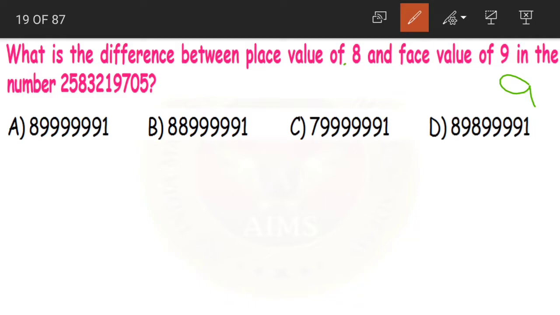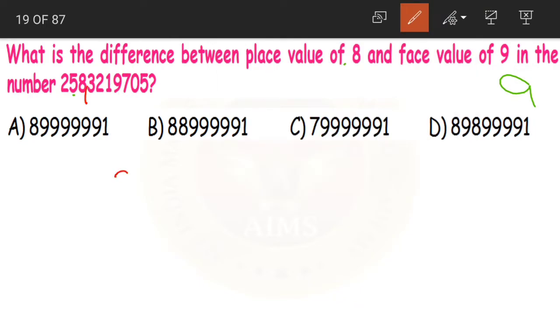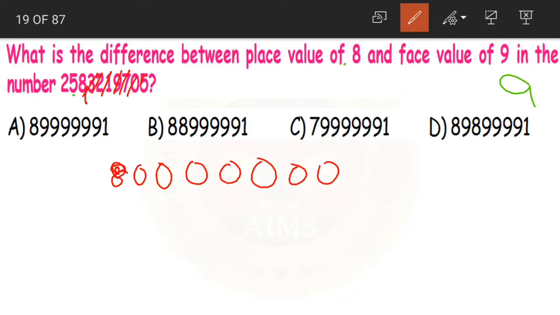Now coming to the place value, it depends on the place. Ones, tens, hundreds, thousands, ten thousands, lakhs, 10 lakhs and crores. 8 is in which place? 8 is in crores place. So its place value becomes 8 crores. Now how to write 8 crores? See. After 8, how many digits are we having? 1, 2, 3, 4, 5, 6, 7. We are having 7 digits, yes? So place 7 zeros. Now this becomes our place value of 8.